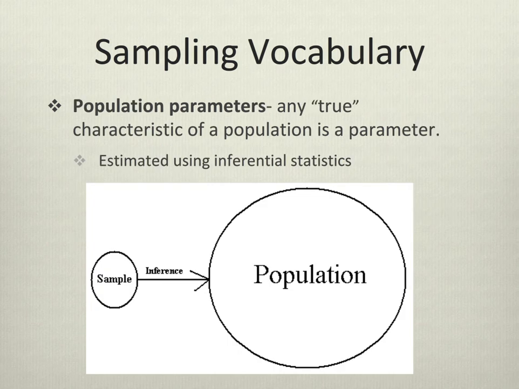A population parameter is the true or real characteristic of a population. We estimate that using inferential statistics and what we find with our sample. Obviously, it's very difficult to ever really determine what the true population parameter is. We only have our estimate and the margin of error to go on.